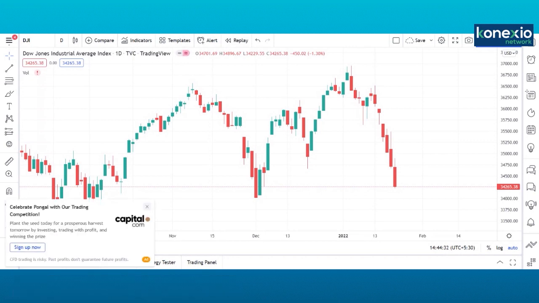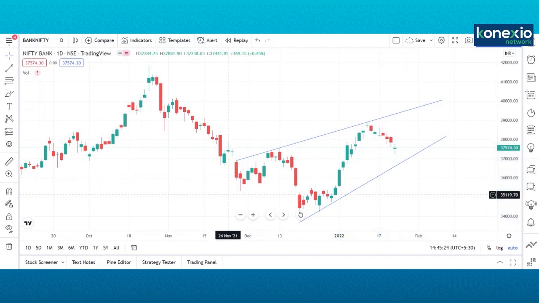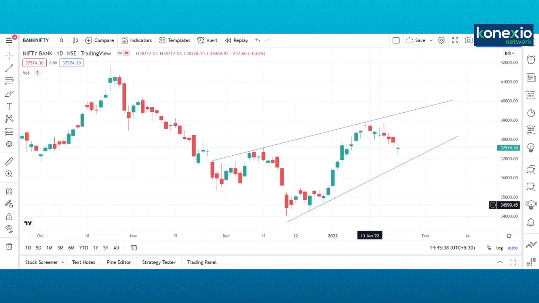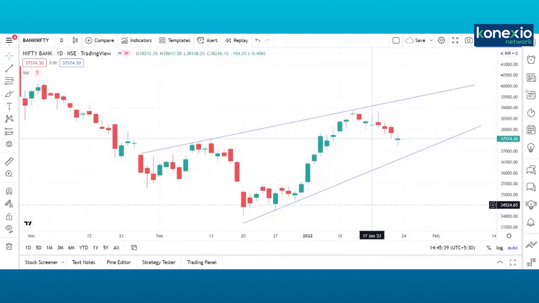Now let us discuss what we have observed in Bank Nifty. In Bank Nifty, on the daily charts, I will show you the formation of the Bank Nifty. You can clearly see this is an upward rising wedge where the Bank Nifty is just above its support trend line. Again, on the Bank Nifty also I will show you. Let me zoom the chart.